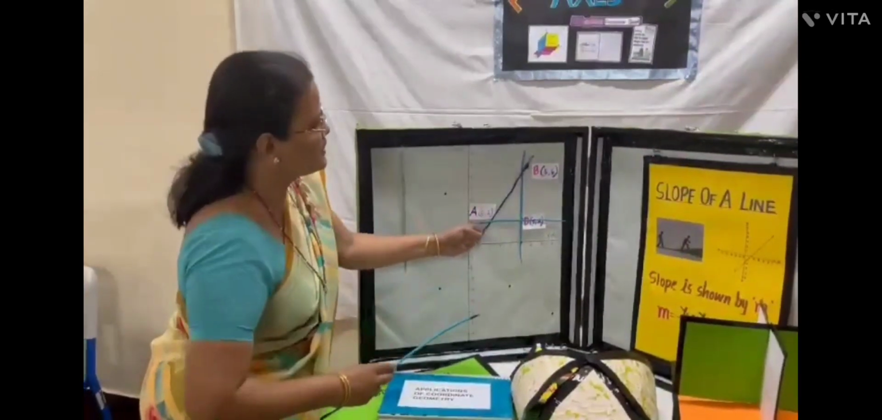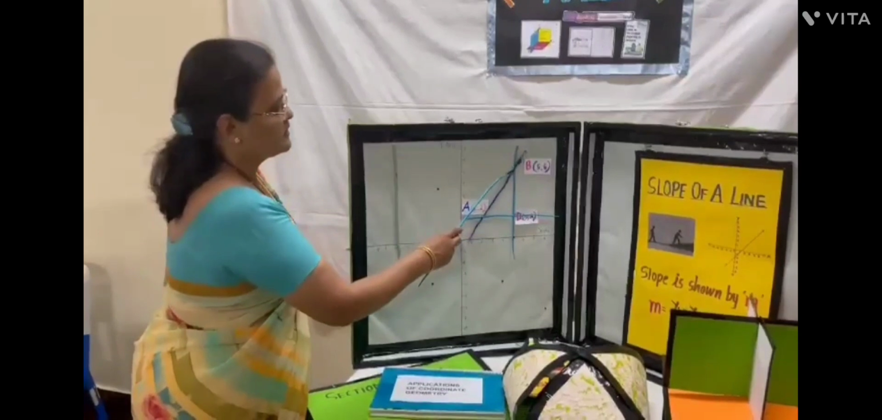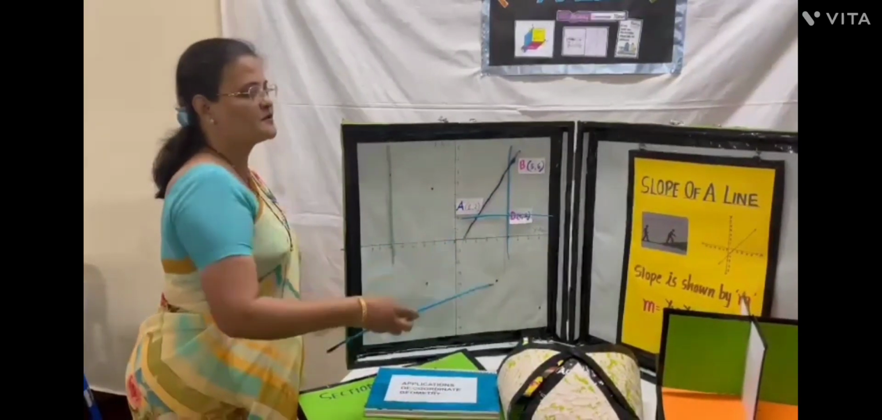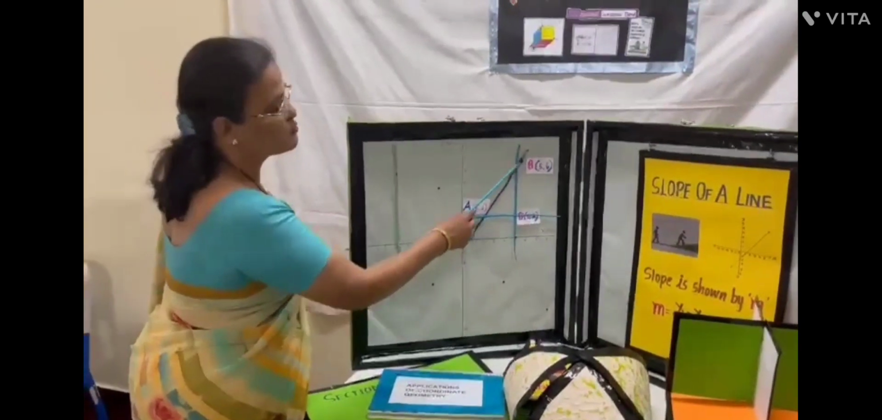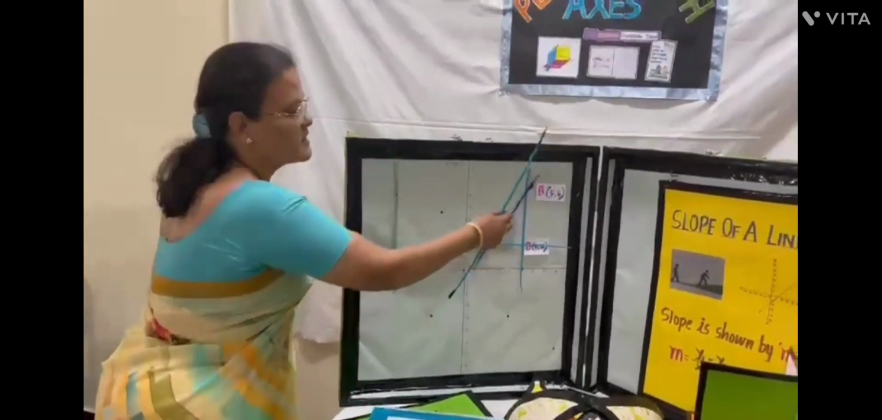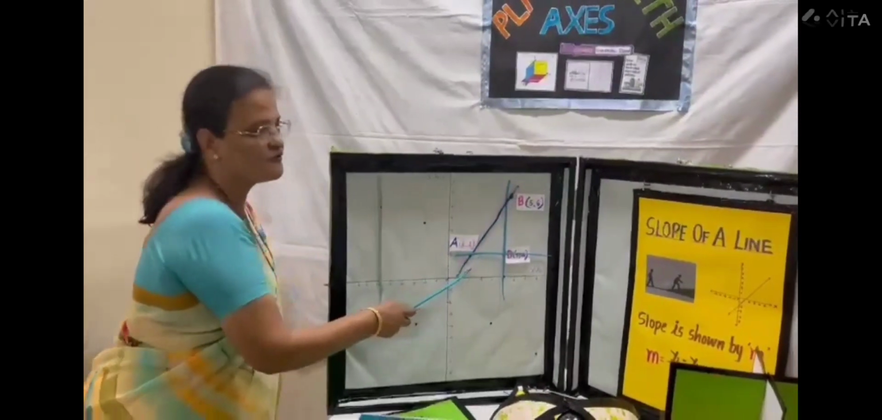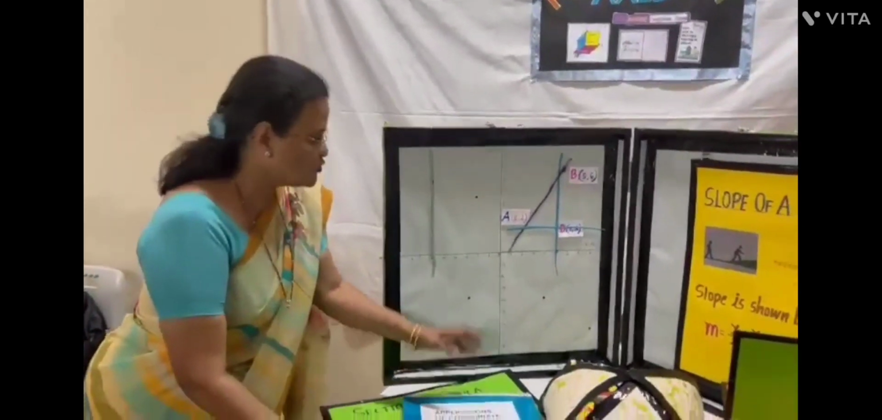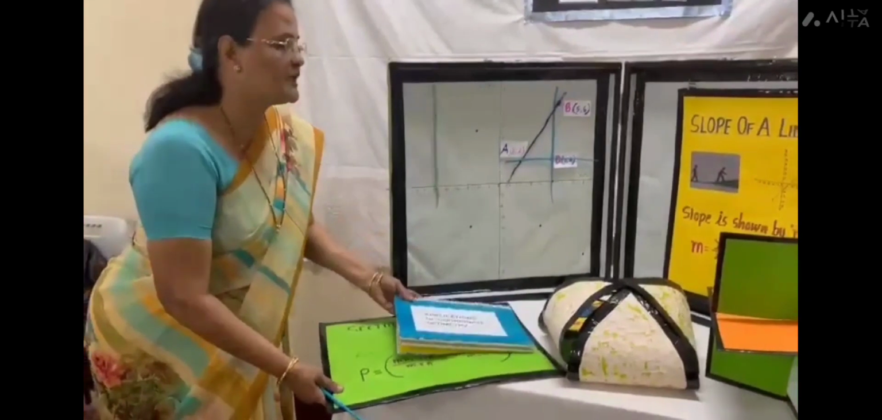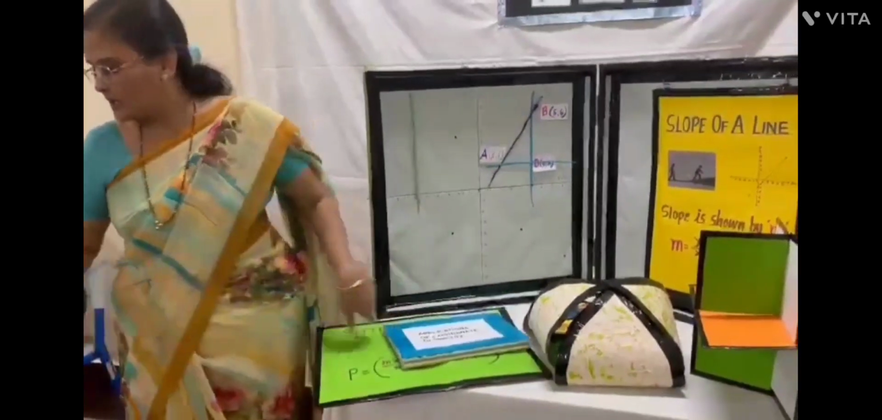So the points on this line, its x coordinate and y coordinate, help us to find out the slope. What is slope? That is the ratio between y2 minus y1 upon x2 minus x1. If we take any two points and find the same ratio between them, then using the same coordinate plane we can explain many formulas.